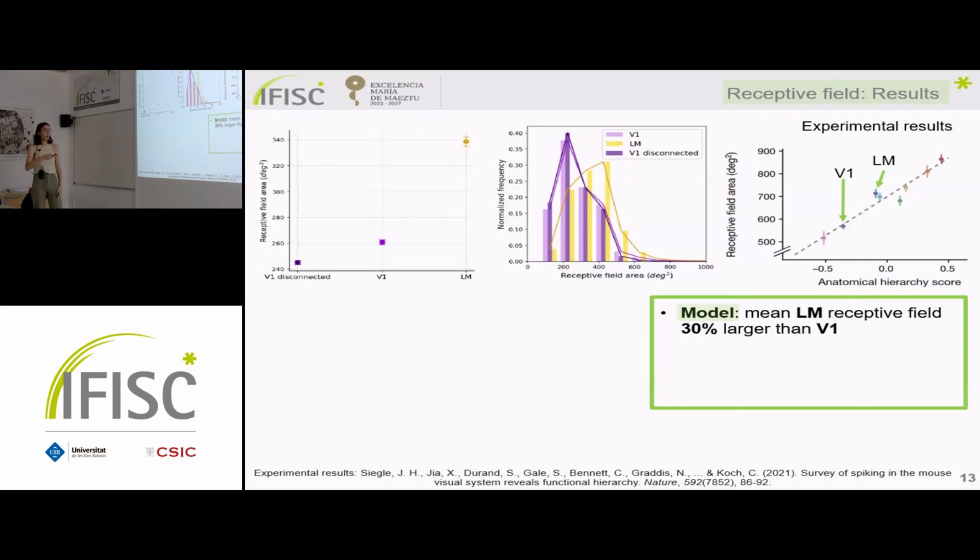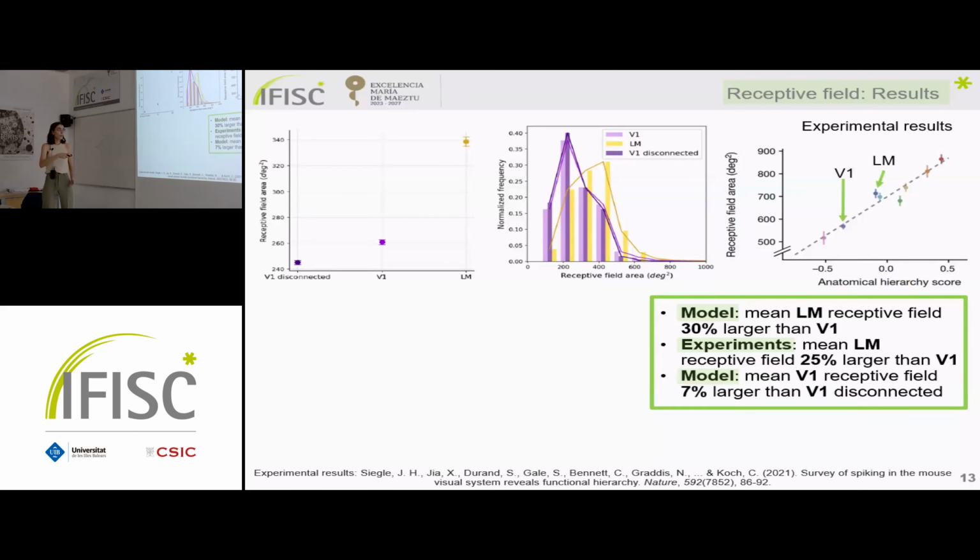We see that in our model, the LM receptive field is 30% larger than in V1, whereas in experiments, this is 25%. And we also computed that in our model, the V1 receptive field in the connected version of the model is 7% larger than in the disconnected version, meaning that feedback projections, in this case, enlarge the receptive fields of V1 neurons. This is something that is not easy to compute experimentally, but we can do it in a computational model.